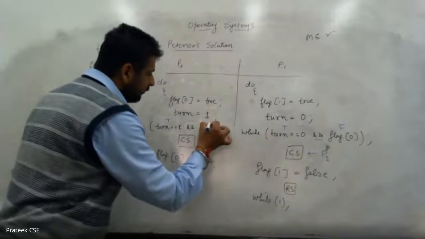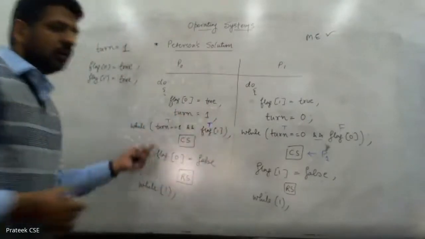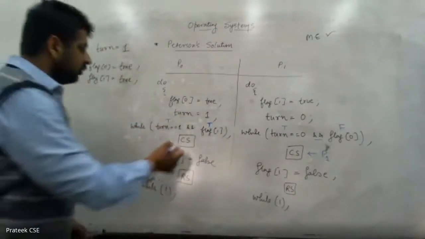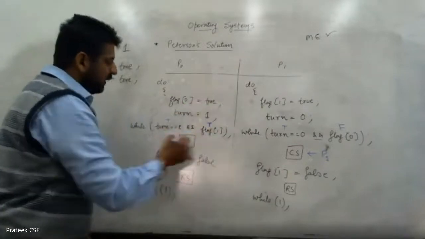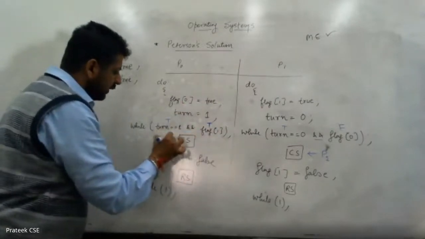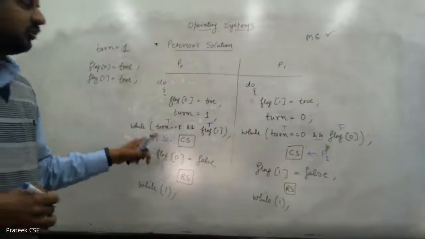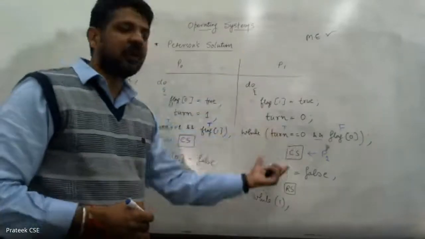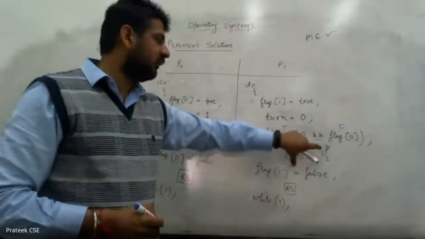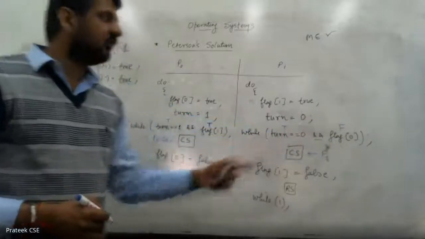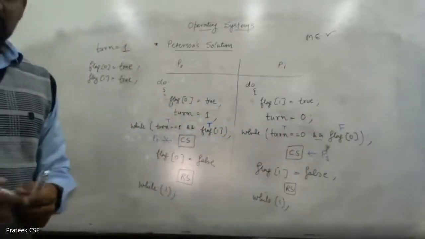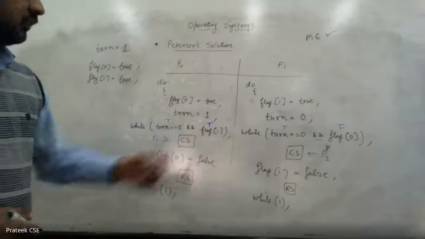तो अभी तो वही जो flag of 1 की value है that is true. So true and true will give you true. So that means process P0 will not be able to enter the critical section just because P1 is already updating or making changes in its critical section. So this is how this condition of mutual exclusion you can check this will be achieved.